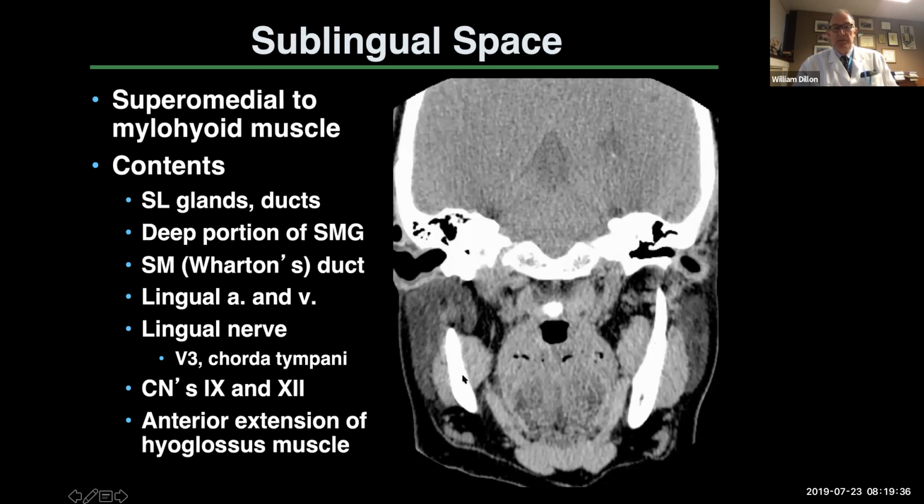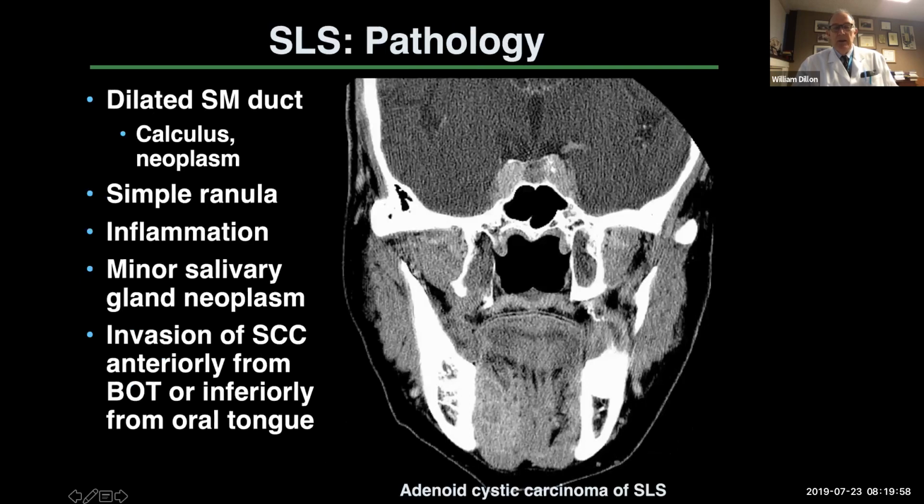The sublingual space contains sublingual salivary glands. I showed you at the outset a ranula. The deep portion of the submandibular gland, of course, is here, and it's this structure we're talking about right here and right here. The lingual nerves, the cranial nerves 9 and 12, and the anterior extension of the hypoglossal muscle. So tumors of this area, this is an adenoid cystic carcinoma arising from the sublingual salivary gland located here normally on the left, can rarely give rise to tumors. One can see a simple or diving ranula, inflammation, or invasion with squamous cancer.